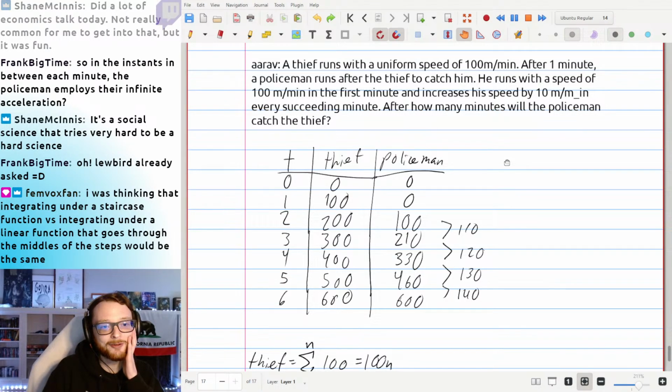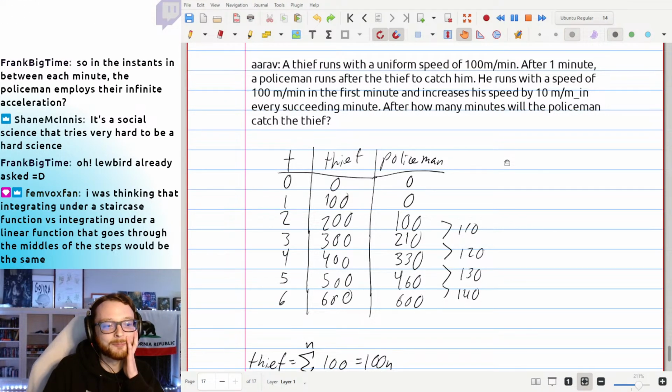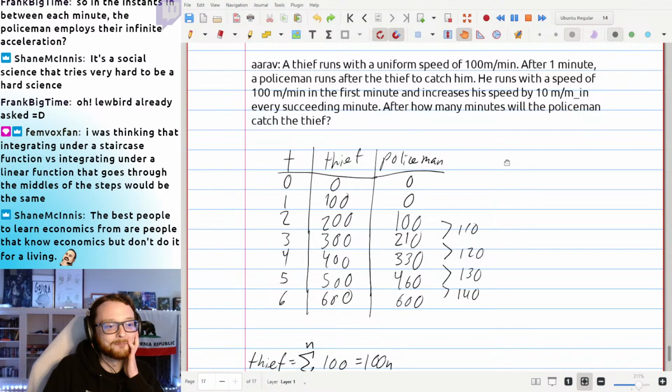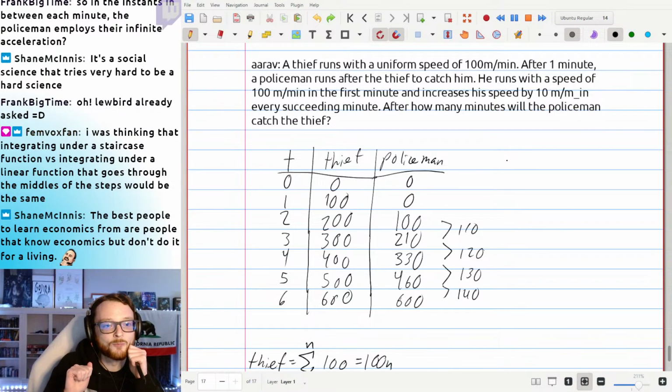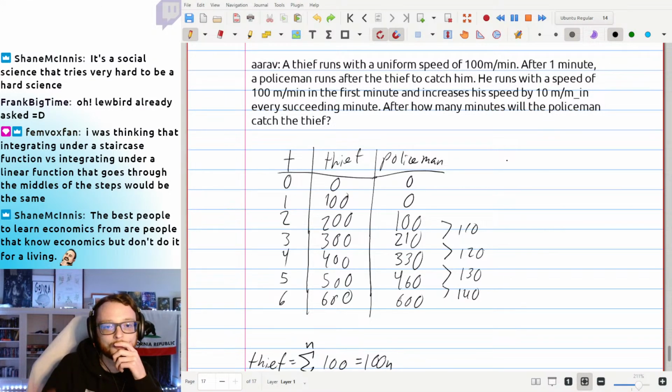So yeah, Frank, you're asking a good question here that we were just thinking about. I'm interpreting these increases as discrete, where the policeman goes a constant 100 meters per minute, then suddenly jumps up to 110, then suddenly jumps up to 120. But there definitely could be a smooth curve. I don't think that's what the problem is saying, but you could interpret it that way.